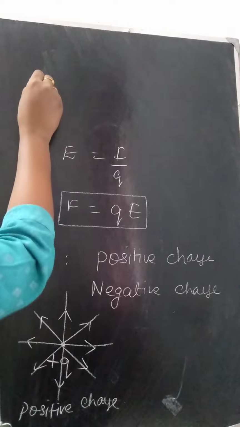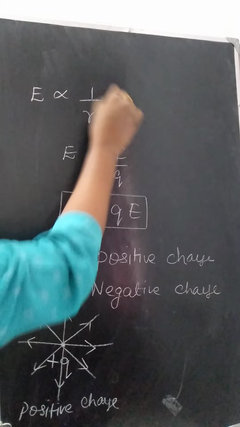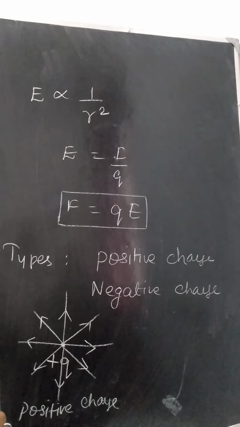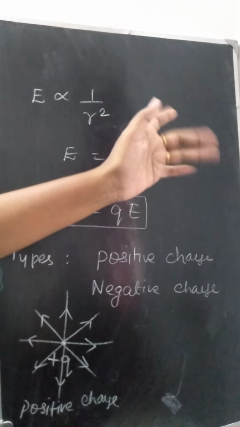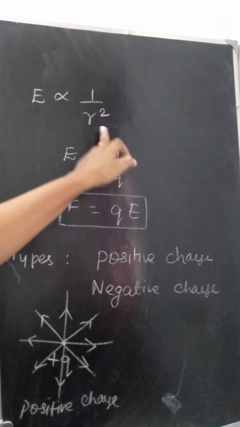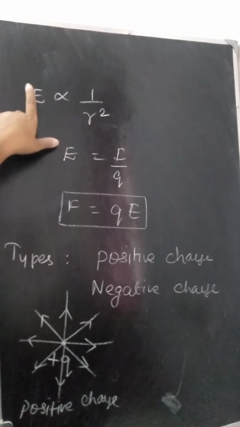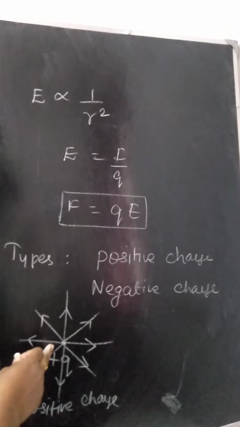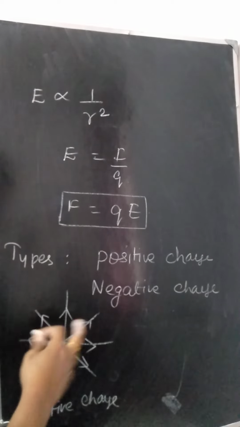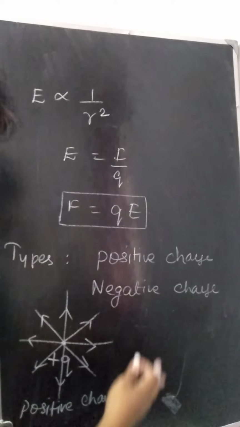Why? Because E is proportional to 1 by R square. Yes or no? Similar to force, when you are moving away from the charge, the force value reduces. When you move away from this point charge, the electric field density also reduces, right? Because it is inversely proportional to R square. Getting that point? So this point charge has more electric field density closer to the charge, and when you move away from the point charge, it starts reducing.